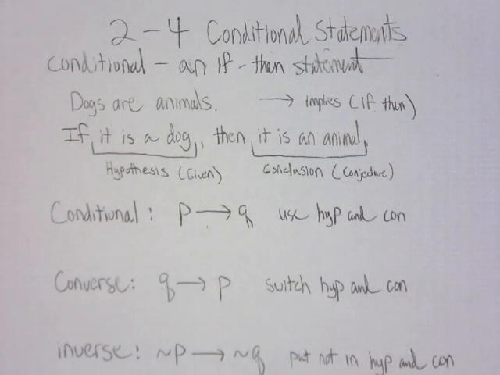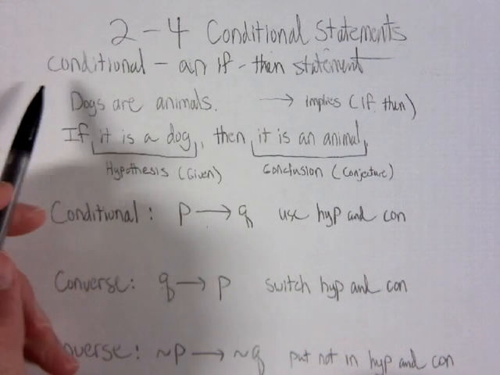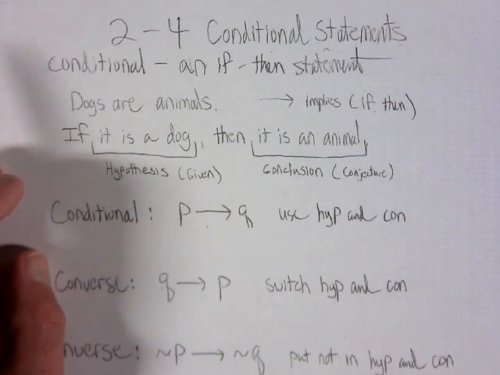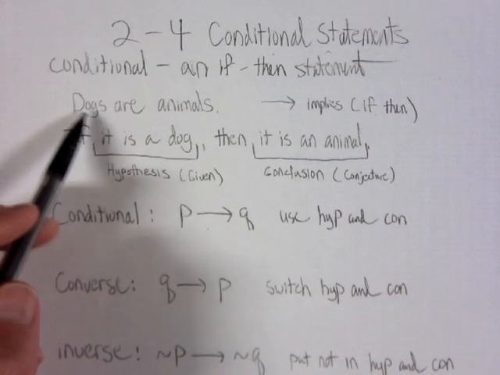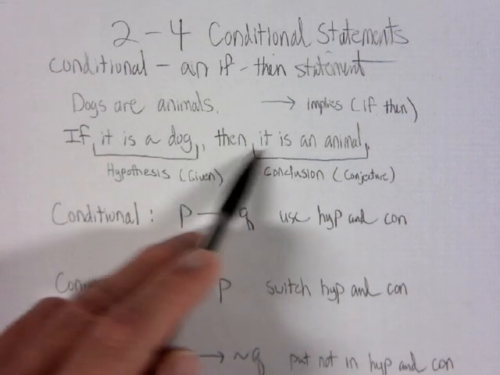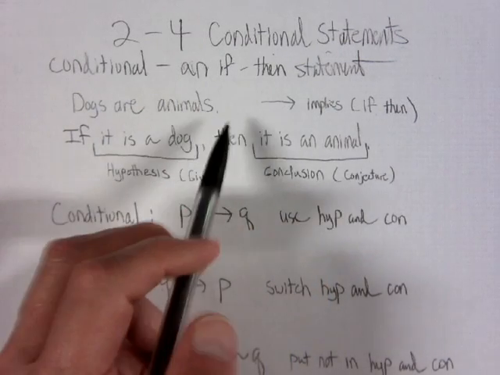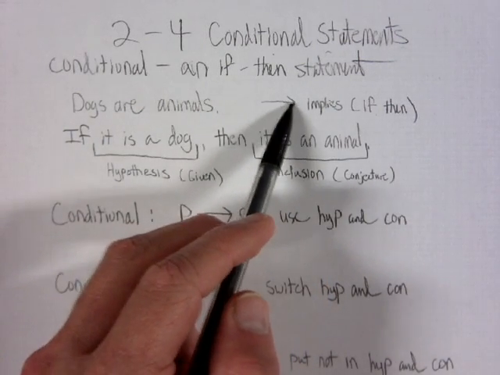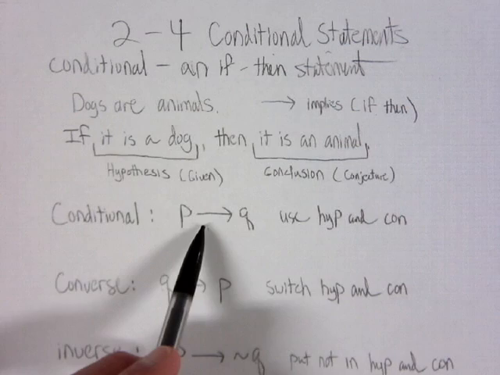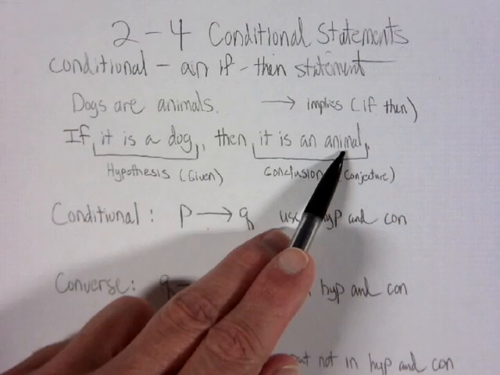So for example, this statement, dogs are animals. Even though it's not written in if-then form, it can be written in if-then form, so that makes it a conditional. I can write it like this: if it is a dog, then it is an animal. That's if-then form. And by the way, when you're using conditional statements, this arrow is implies and it means if-then. You'll see that in some of the symbolism we use in just a minute. So if it is a dog, then it is an animal. That is a conditional statement.